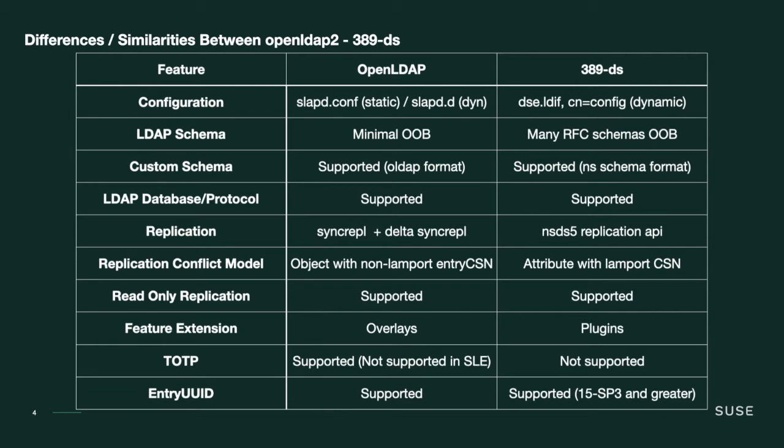Entry UUID is commonly used by a number of applications to act as a foreign key. One that comes to mind is VMware, which requires entry UUID on LDAP entries in order for it to create foreign keys to its internal database.